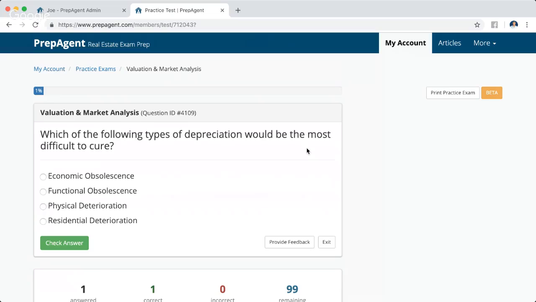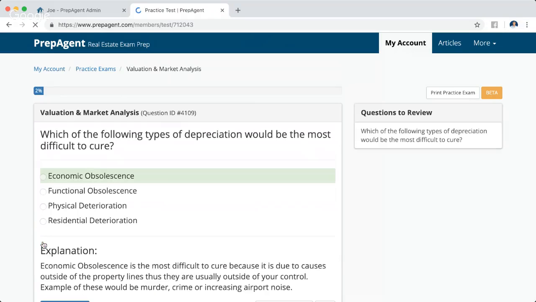Which of the following types of depreciation would be most difficult to cure? A, economic obsolescence. B, functional obsolescence. C, physical deterioration. Or D, residential deterioration. And the answer is A, because that one is outside of your property lines, okay? Which means you don't really have control over it. It's not in your property. It's not within your jurisdiction. Remember, economic obsolescence is depreciation for reasons outside of the property line.